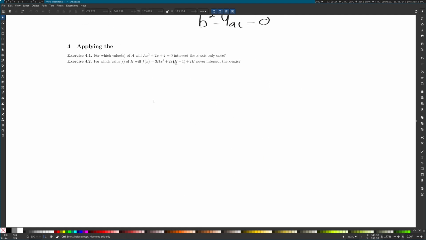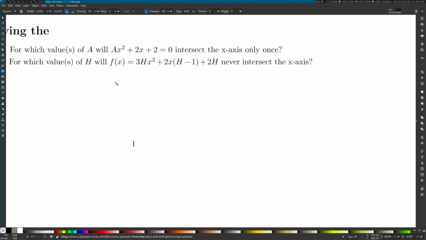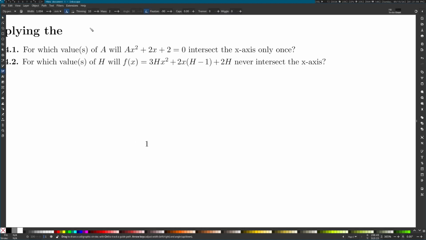Now on to the next one. This one, just by looking at it, you can see it's a little more challenging. Okay, for which values of h will f of x equals 3h x squared plus 2x times the quantity x minus 1 plus 2h never intersect the x-axis? Okay, so we're going to use the discriminant again. So b squared minus 4ac. And if we never intersect the x-axis, that means we have imaginary solutions, which can only happen if what? Less than 0. Yep, less than 0.